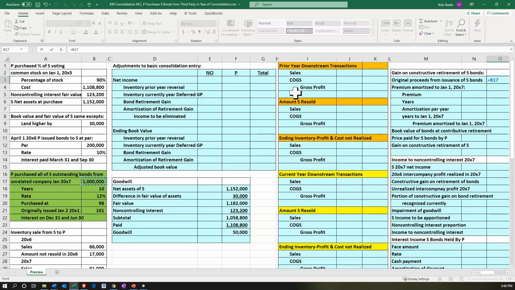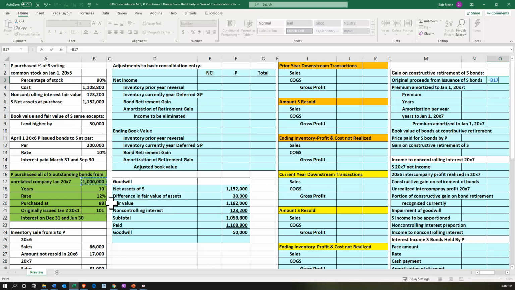We're going to say they originally went out from S to someone other than P, so nothing weird was happening, at the 1 million times the 1.01, which is another way of saying 101%. They were issued at a premium of 1% over 100%.